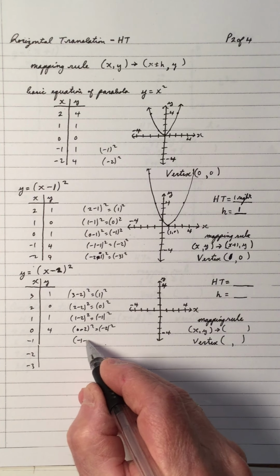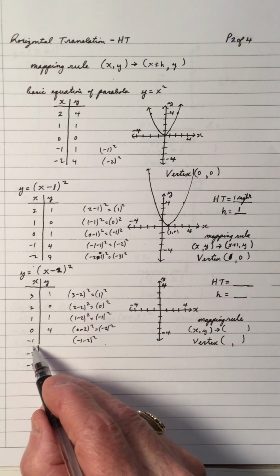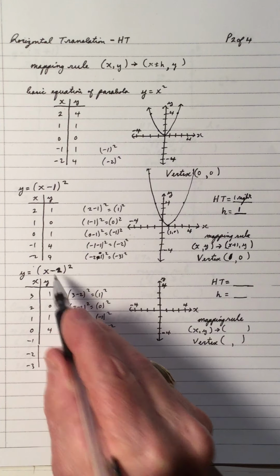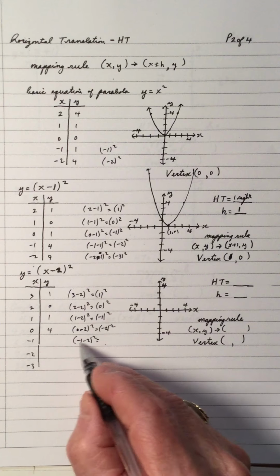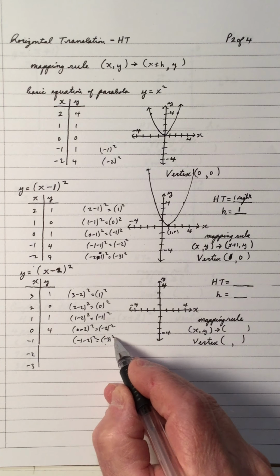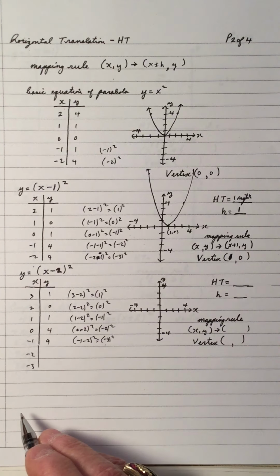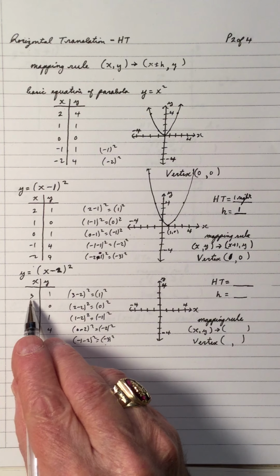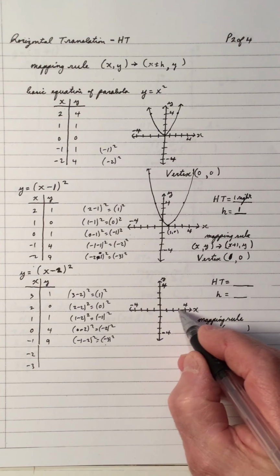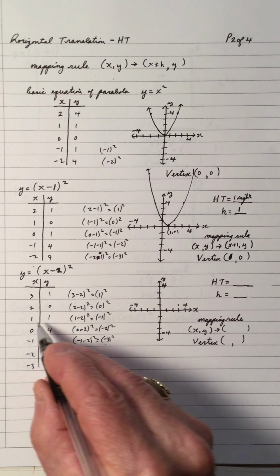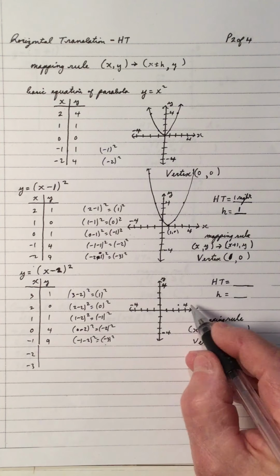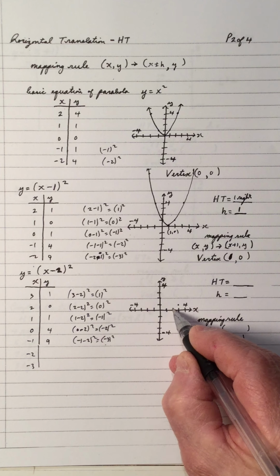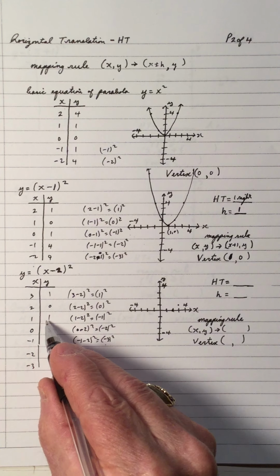And a negative 1 minus 2. Remember, I'm putting the value of x in here. I'm working it out, and I'm showing you right here. So that's negative 3 squared. That's a 9. And it keeps getting higher and higher. So let's plot. 3 gives me a 1. x is 3, y is 1. x is 2, y is 0. x is 1, y is 1.